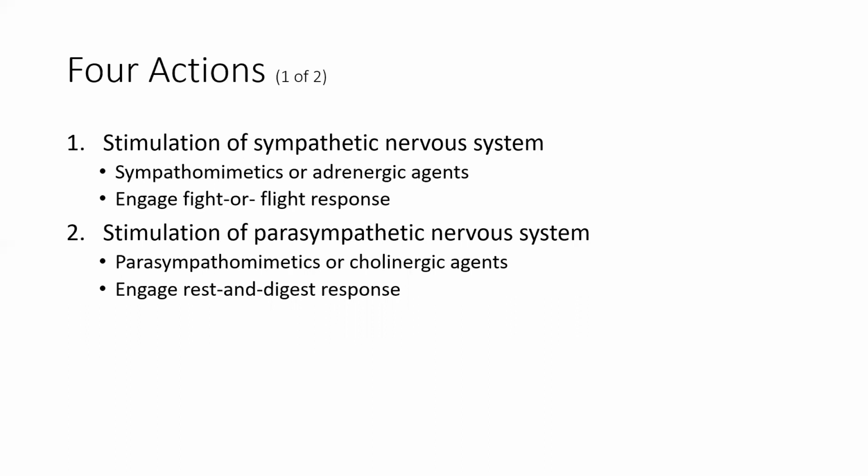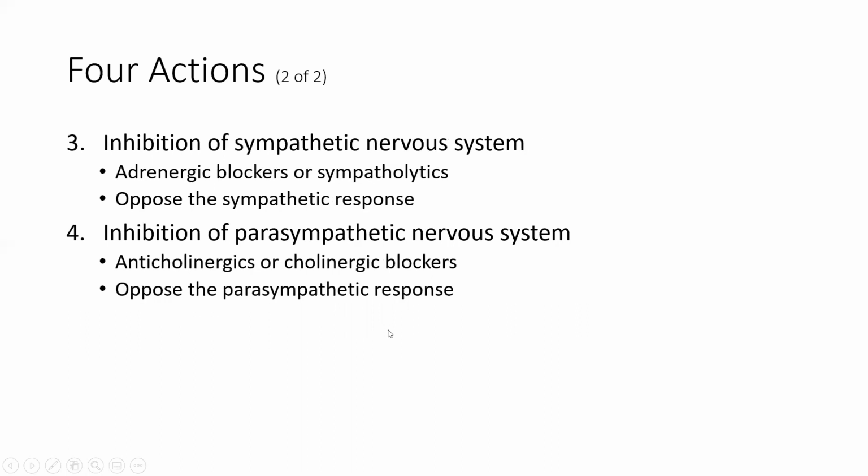The other one is stimulation of the parasympathetic nervous system: cholinergic agents, parasympathomimetics, they mimic the action of the parasympathetic nervous system. They engage the rest and digest response. Inhibition of the sympathetic nervous system: adrenergic blockers or sympatholytics oppose the sympathetic response. Inhibition of the parasympathetic nervous system: they are cholinergic blockers because they are inhibiting. Anticholinergics is another name, and they oppose the parasympathetic responses. So these are the four different kinds of drugs which show four different kinds of actions.